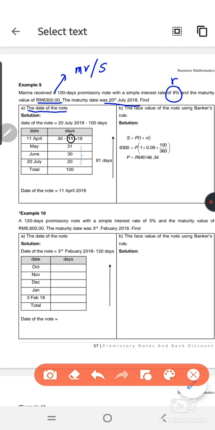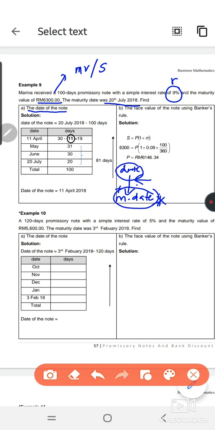Kalau sebelum ni tarikh matang kan, maknanya tarikh yang sebelum, maknanya dia ada date of the note, and then dia ada maturity date ataupun due date. So kat sini lah tempoh dia kan. Okay, so sebelum ni dia bagi date, bila dia bagi tempoh awak just tambah kan. So awak dapat maturity date. Sekarang ni dia bagi yang ni. So macam mana kita nak kira?